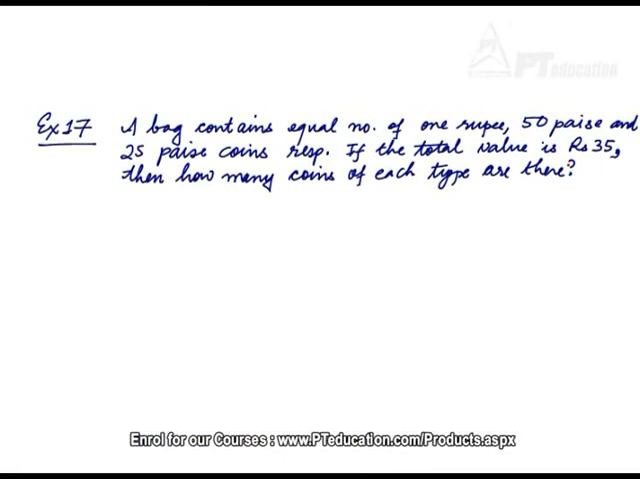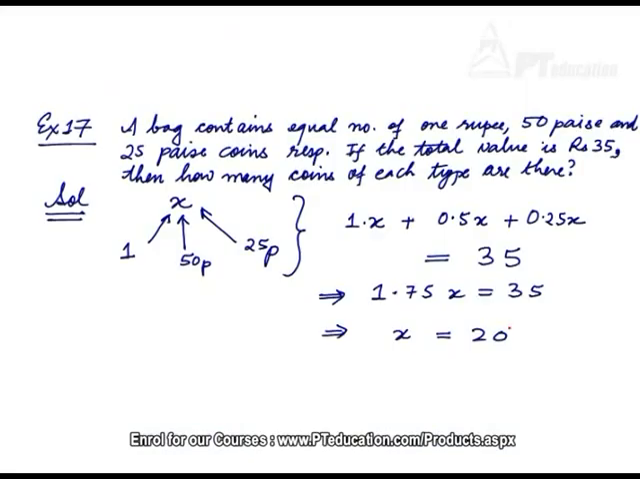Example 17. As you can see in the notepad, a bag contains an equal number of 1 rupee, 50 paise and 25 paise coins respectively. If the total value of all these coins is 35 rupees, then how many coins of each type are there? Read the question once again and understand it. Here is the solution.